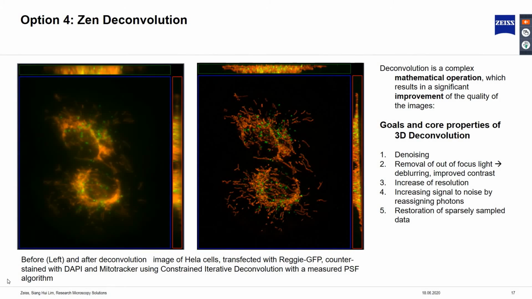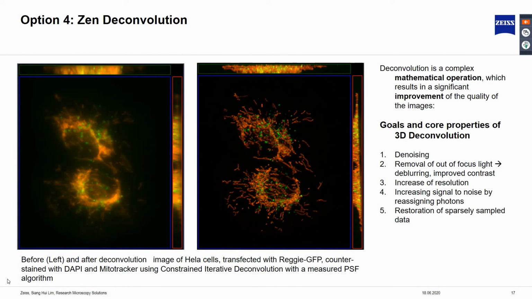The next option is the deconvolution method. This method has been available in microscopy for more than 20 years. It is one of the best described processing methods in microscopy science, and it is based on a complex mathematical model that aims to improve the image quality.